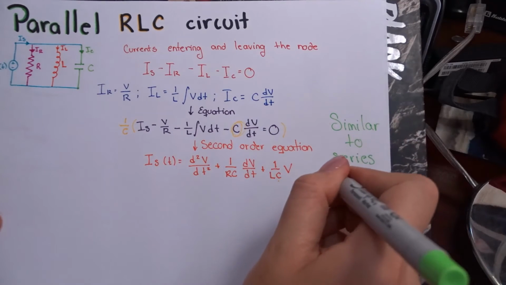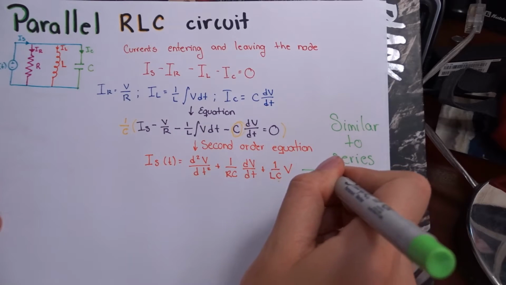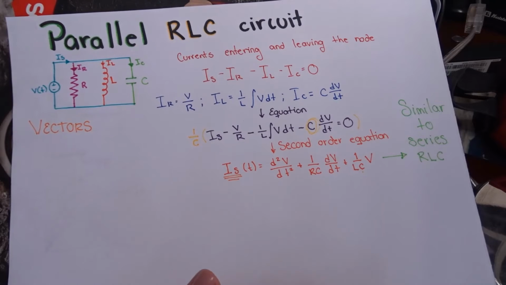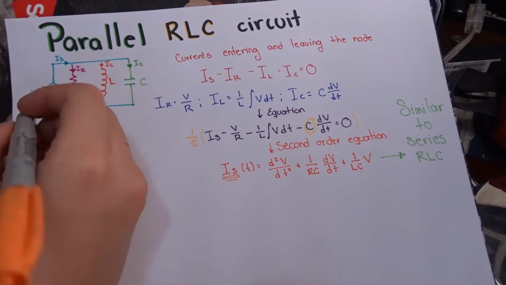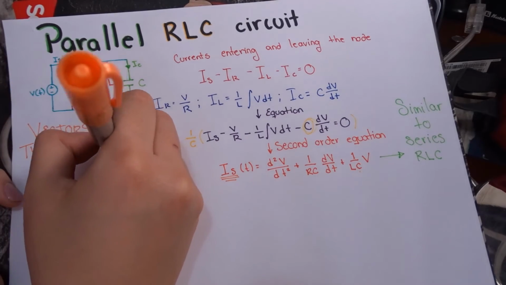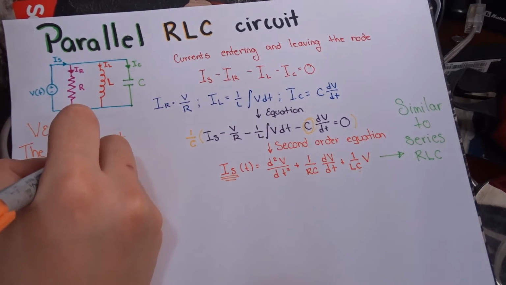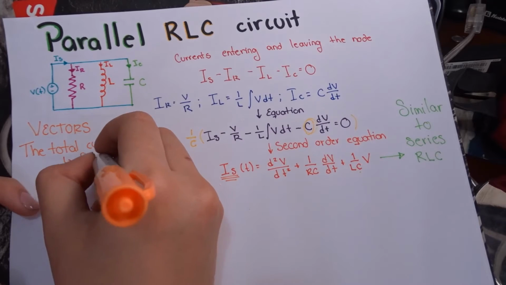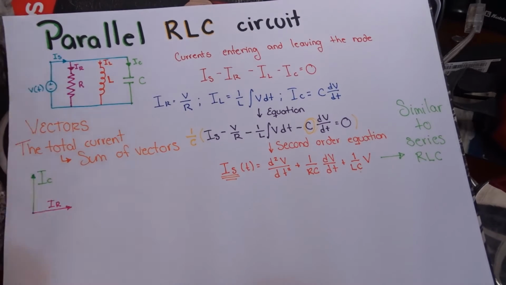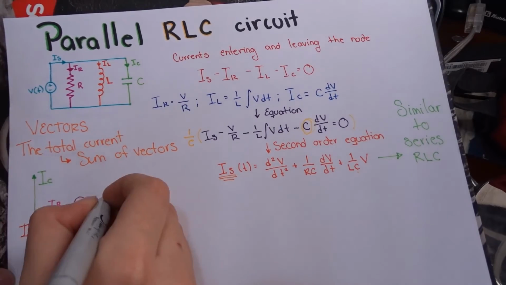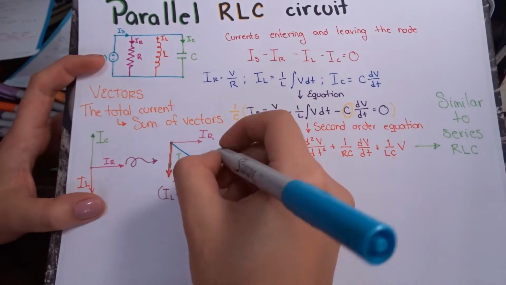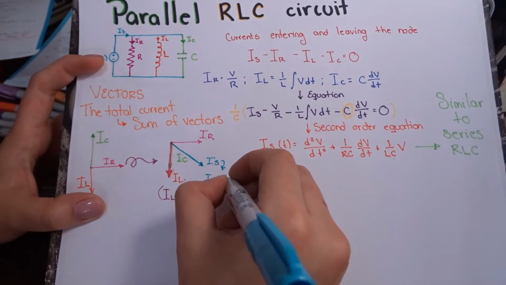Our next big question is, how do I calculate the current in the system represented as IS? The answer is vectors. As each branch of the circuit has a phase angle, they cannot be combined in a simple way. We cannot say IR plus IL plus IC is the current in the system. Then we know that the total current will be the sum, but of the vectors.